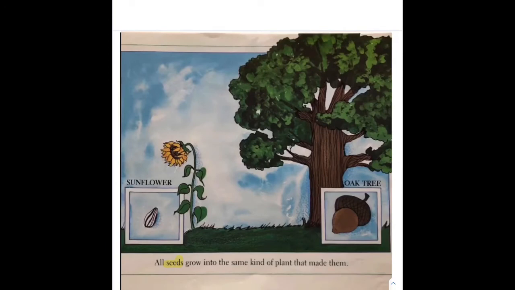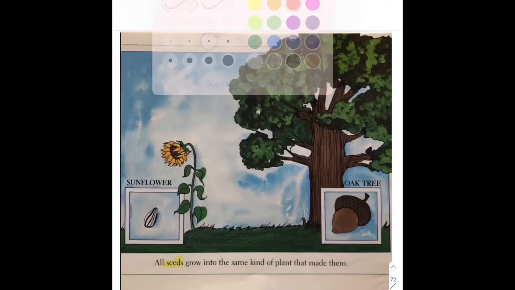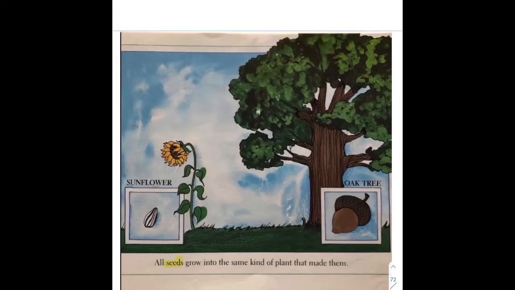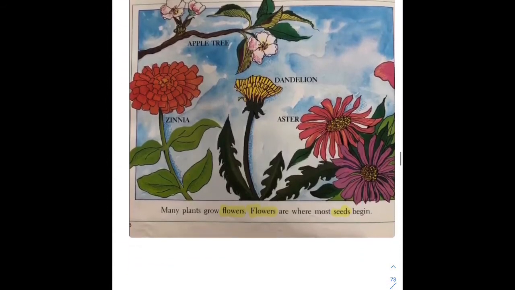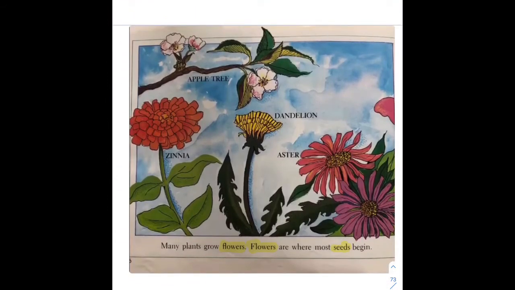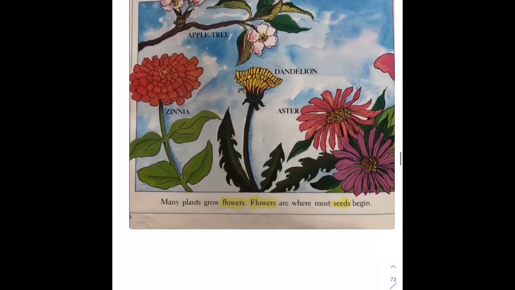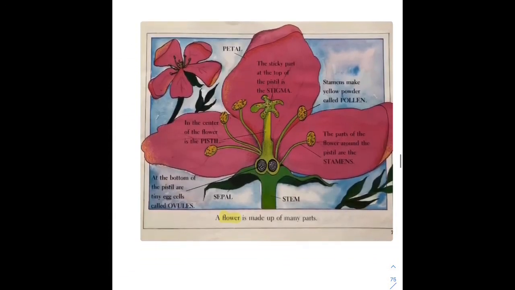All seeds grow into the same kind of plant that made them. So, boys and girls, do you think you could grow an oak tree with a sunflower seed? You're right. No, that would not be possible. So it has to be the same type of plant seed. There are lots of different flowers and different types of seeds.